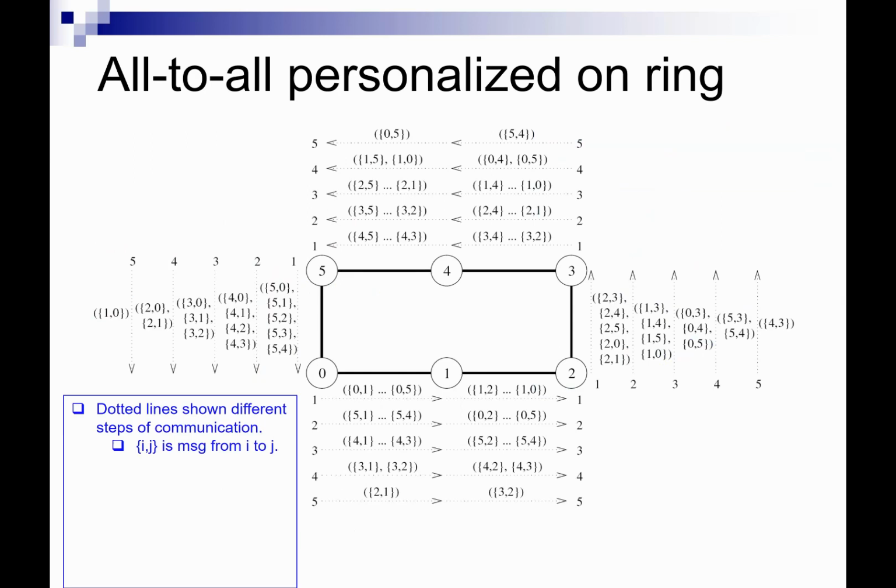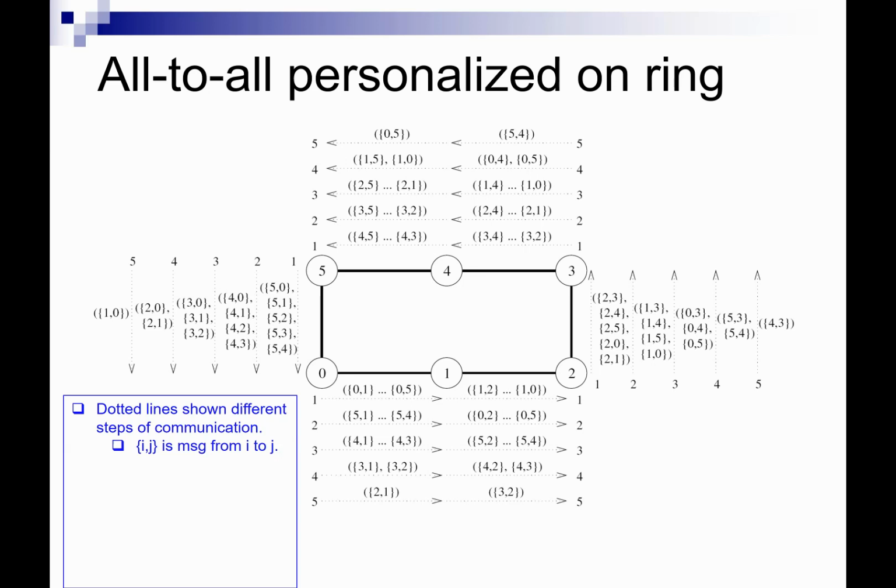Okay, so next we're going to do this thing called all-to-all personalized broadcast. Okay, so this is different from the all-to-all broadcast. Okay, this is all-to-all personalized broadcast. So in all-to-all broadcast, each node has a value, and it wants to send that single value to all of the other processes. Right, so all the other processes get the same value from one particular process.